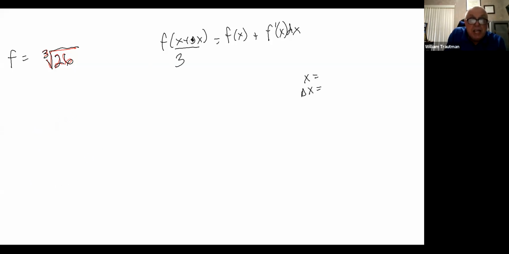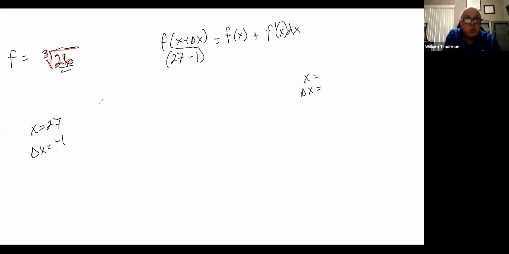But now I need to find a change of x, because, oh, by the way, I said 3, but it's actually 27, right? Let me look. My x is going to be 27. And I already said x and change of x have to add up to 26. So my change of x has to be a -1.